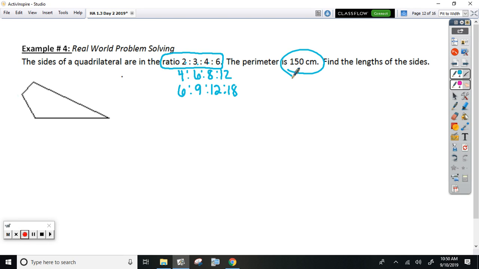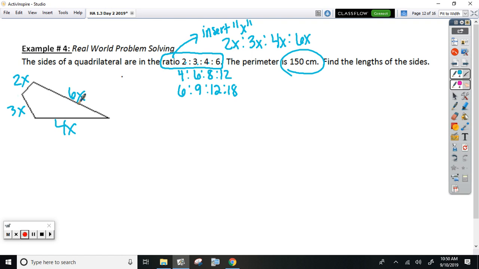So anytime you see this ratio, the easiest thing to do is to insert a variable, which I'll usually use x, with each of those ratios. So if it's 2 to 3 to 4 to 6, it's 2x to 3x to 4x to 6x, because they're all going to get multiplied by a constant value. So throw those on our picture. We have 2x, 3x, 4x, 6x. Doesn't matter where you put them, I just put them logically, what looks the shortest and longest.